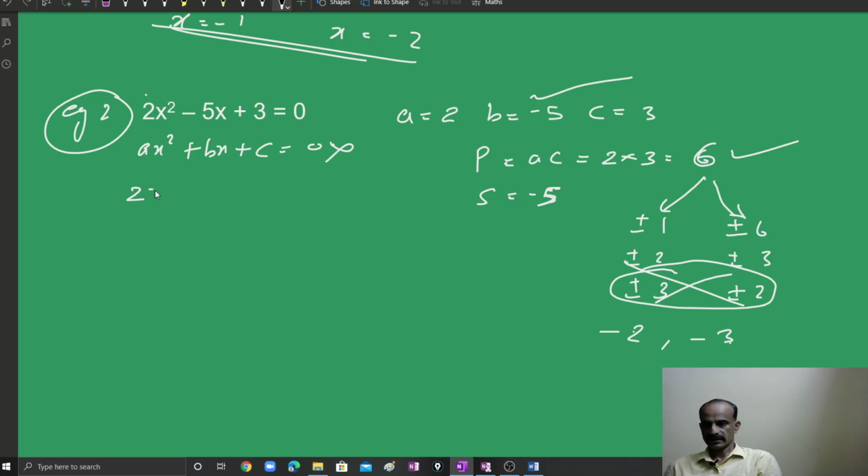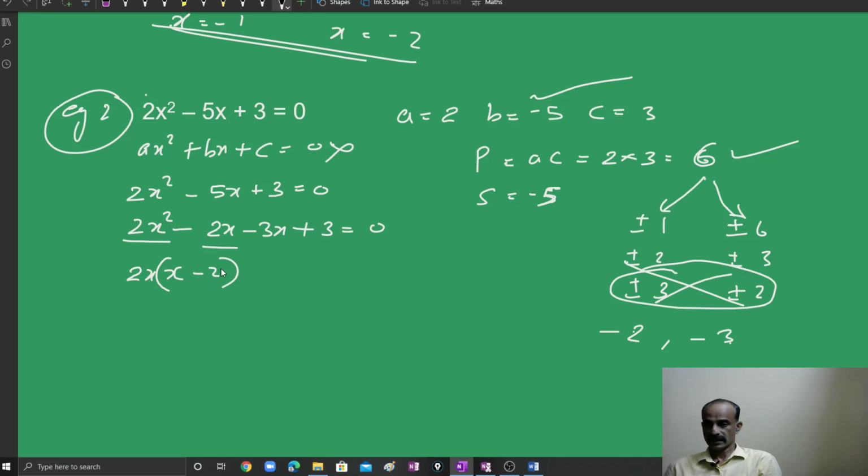So now rewriting 2x² minus 5x plus 3 = 0. Okay, so the middle term -5x is rewritten as minus 2x minus 3x plus 3 = 0. Taking the common, 2x is common, x minus 1, and the next bracket is also x minus 1, so x minus 1 is equal to 0.